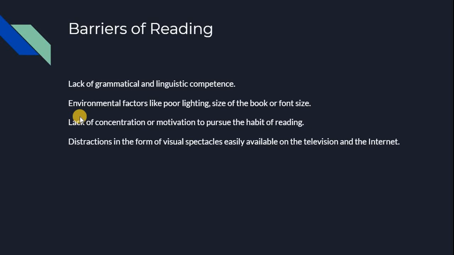The second factor is environmental factors like poor lighting, size of the book or font size. These are external factors. If there is not enough light, then you won't be able to read. You won't be able to read in the dark, right? Another thing is the size of the book. If the book is too small or the font size is too small, then you won't be able to read it clearly.